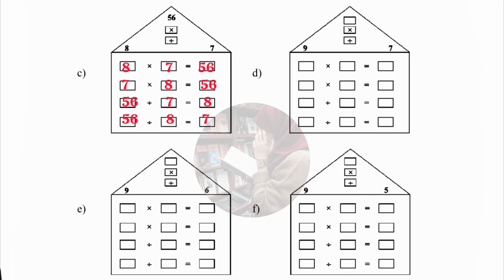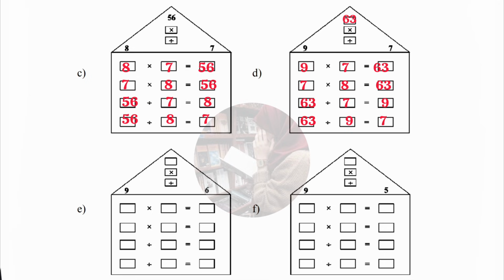Here only two numbers are given, 9 and 7. The third number isn't given, we have to find it. If we multiply 9 sevens, we'll get 63. Okay, now we've got three numbers. By using these three numbers and two symbols, that is the multiplication symbol and division symbol, we will complete this hut. Okay, let's see.